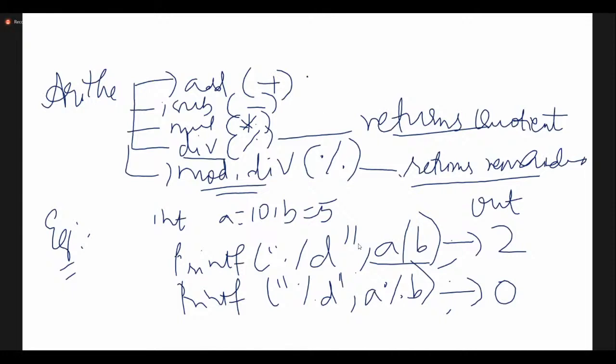Okay, clear with this, everyone? Yes. So the next one we are going to talk about is relational operators.